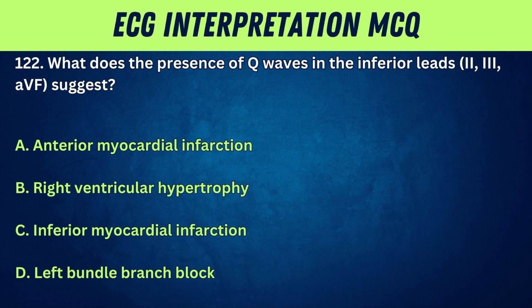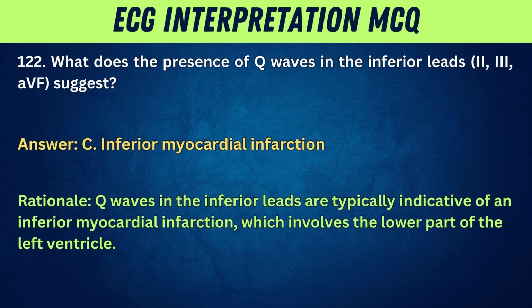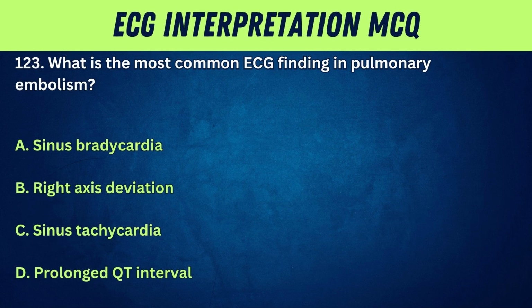122. What does the presence of Q waves in the inferior leads II, III, aVF suggest? A. Anterior myocardial infarction. B. Right ventricular hypertrophy. C. Inferior myocardial infarction. D. Left bundle branch block. Answer: C. Inferior myocardial infarction, rationale. Q waves in the inferior leads are typically indicative of an inferior myocardial infarction, which involves the lower part of the left ventricle.